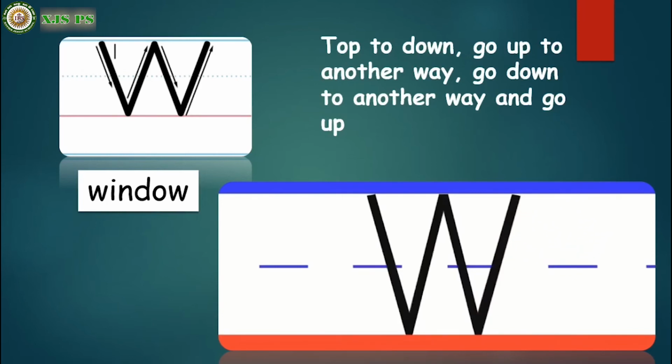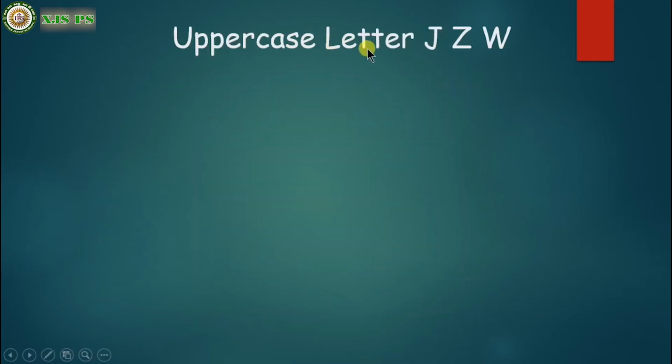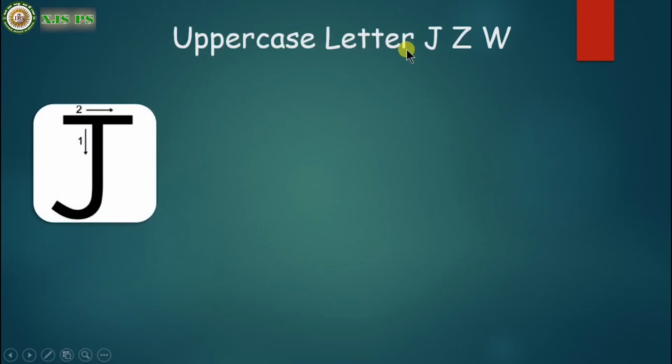Okay, very good. Okay, everyone, what letter is it? Uppercase letter W. W for window. Very good. Okay. So now, what do we learn today, everyone? Who can answer? Yes. Today we are learning about uppercase letter J, letter Z, and letter W.